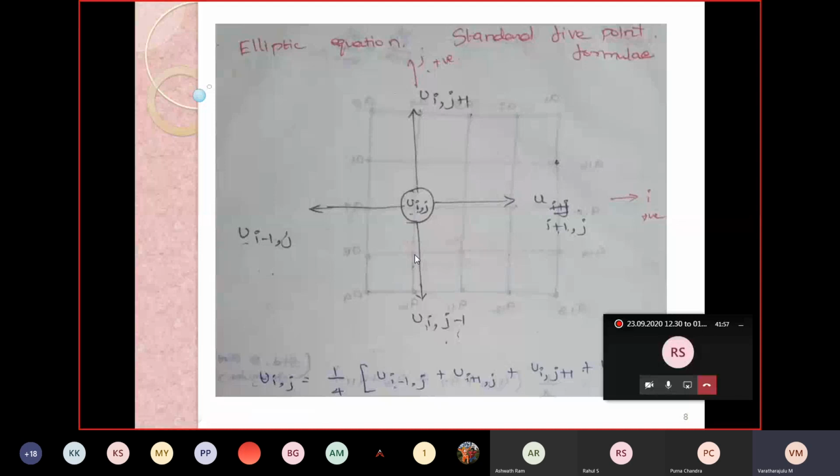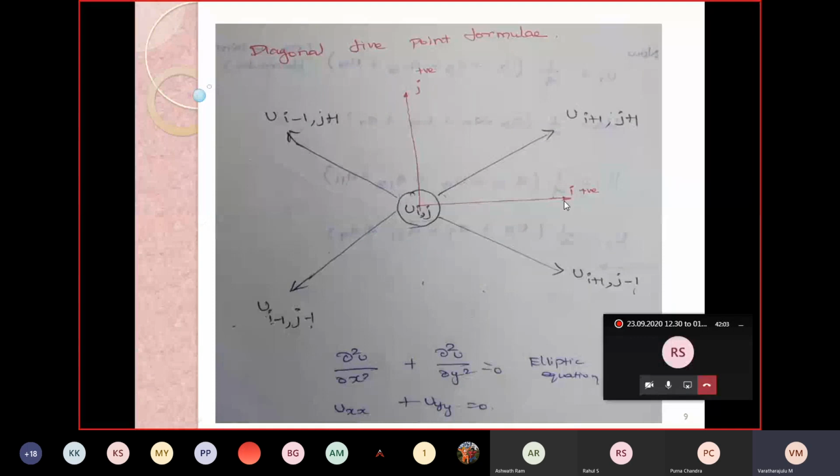And the standard diagonal 5-point formula becomes, as we have seen in the earlier standard 5-point formula, very similar: here U(i+1, j+1), here U(i-1, j+1), here both are minus. Please merge these things with the Cartesian coordinate. That's all, it is very simple. U(i-1, j-1), here U(i+1, j-1), and this is the accumulation of these four terms, that will give U(i, j) equal to 1 by 4th of these four things.